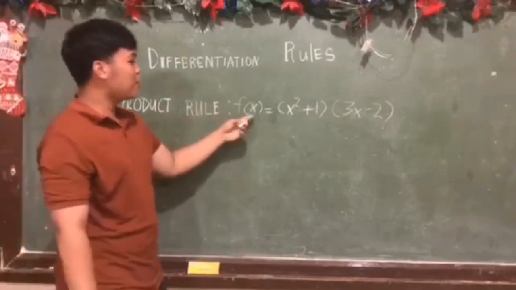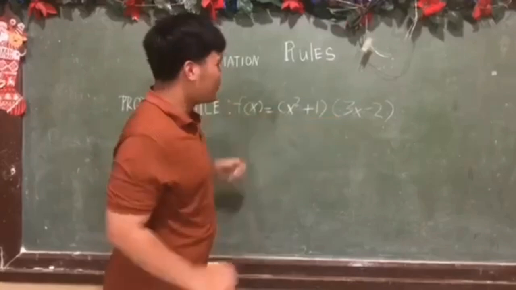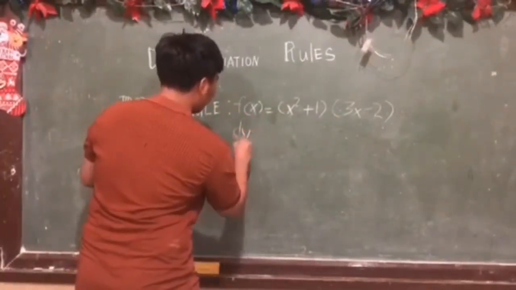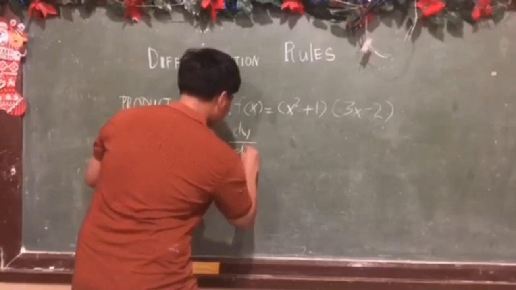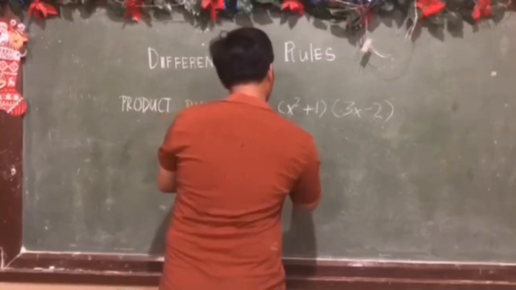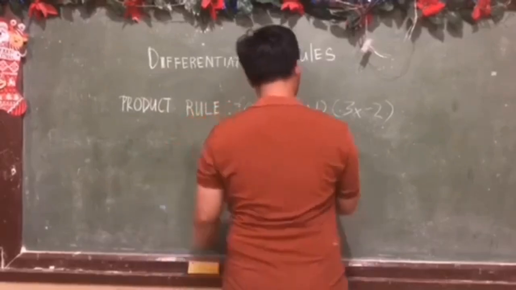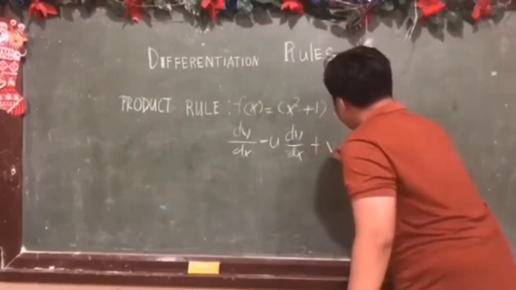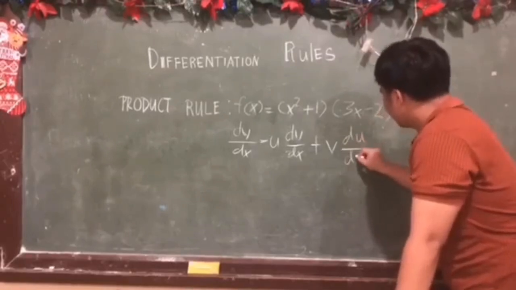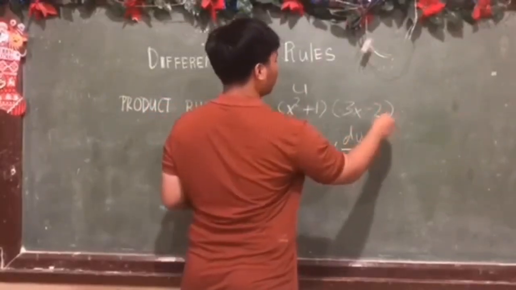The given is f of x equals x squared plus 1 times 3x minus 2. So the formula that we're gonna use is dy over dx equals u derivative of v over dx plus v derivative of u over dx. Consider x squared plus 1 as u and consider 3x minus 2 as v.